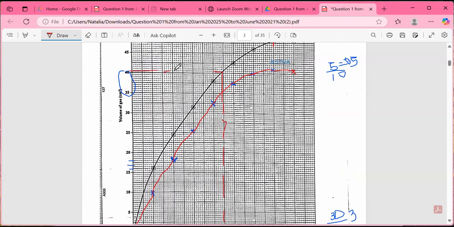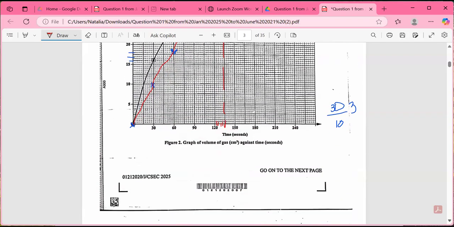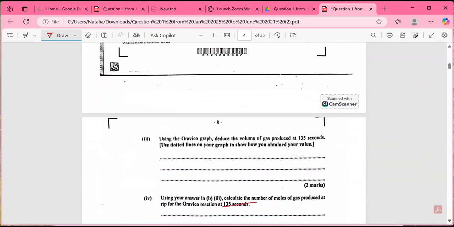What volume is the first line after 40? 40.5. Thank you. So it'll be one line for the broken line and then one line for the correct reading. So it's 40.5 centimeters squared.